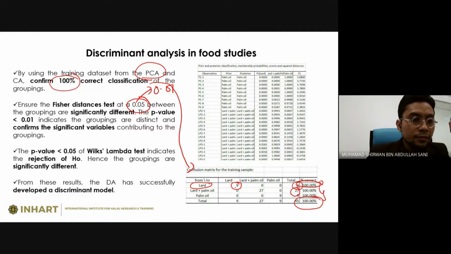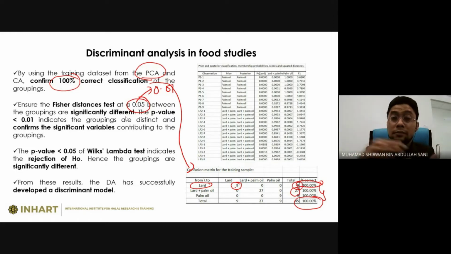Okay, you can see here the Fisher distance between the groupings are significantly different. This also indicates the model is able to differentiate different groups of samples. And then at the Fisher distance, they will provide the p-value as well. Any p-value lower than 0.01 indicates the groupings are distinct and confirms the significant variables.